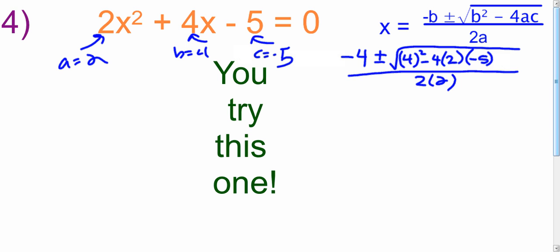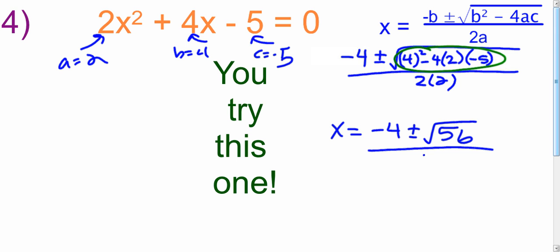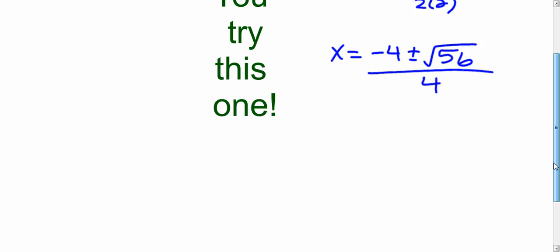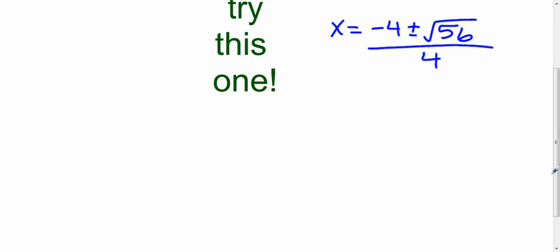All right, simplify this just a little bit here, and this is what's going to happen. We will have x equals negative 4 plus or minus the square root of 56. When I simplify all of this inside and stick it into my calculator, 4 squared minus 4 times 2 times negative 5, and you can check it, you will get 56, and then all over 2 times 2, which is 4. So I have to do a little simplifying sometimes.